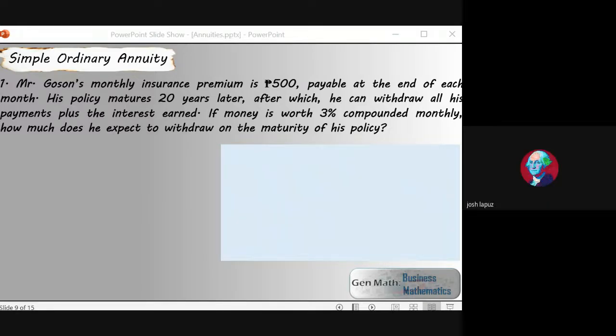Mr. Goson's monthly insurance premium is 500 pesos, payable at the end of each month. His policy matures 20 years later, after which he can withdraw all his payments plus the interest earned. If money earns 3% compounded monthly, how much does he expect to withdraw on the maturity of his policy?